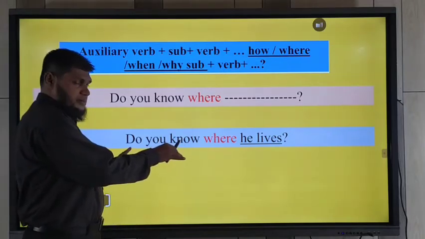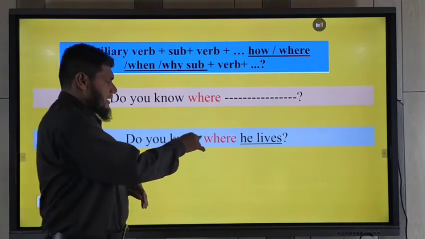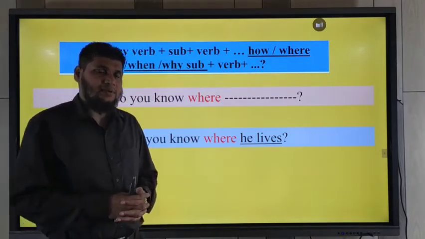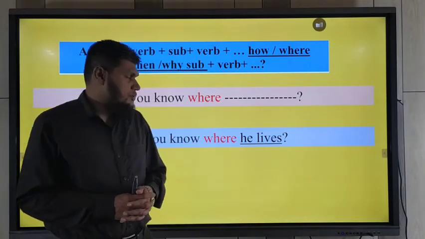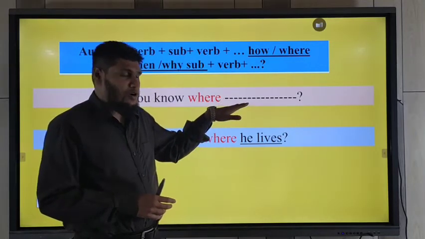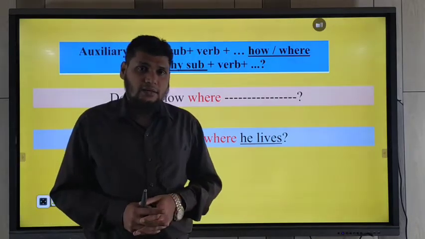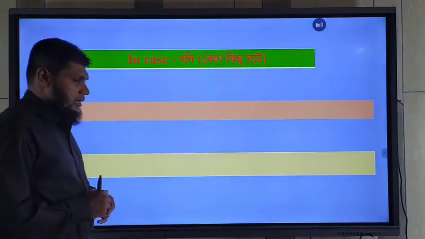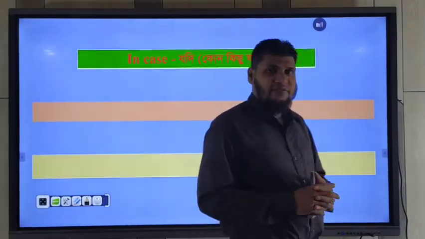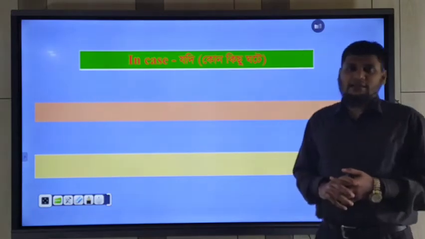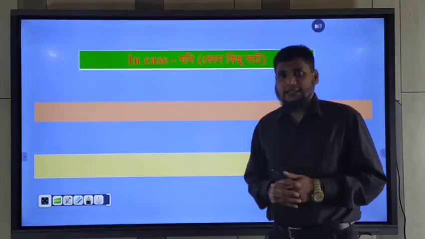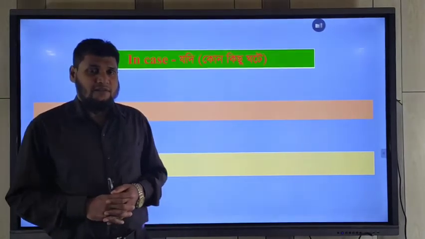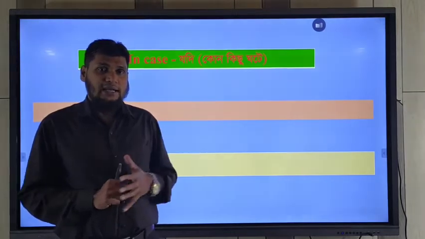Auxiliary verb, subject, main verb. This is the question pattern, and here another clause is connected with where. Okay, like this type of sentence you should use. You will be able to complete it using the structure. Okay, so you should be careful about their use. Okay, now in case, it's a very important sentence connector. It is used in completing sentences. In case works as the connector if, like if.